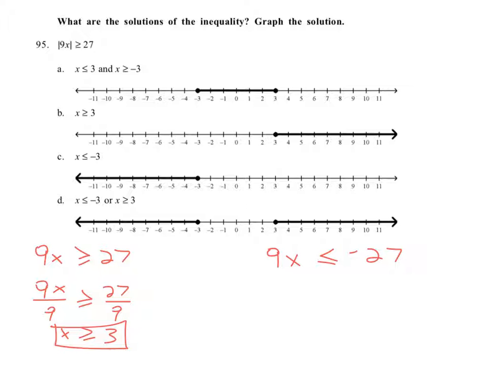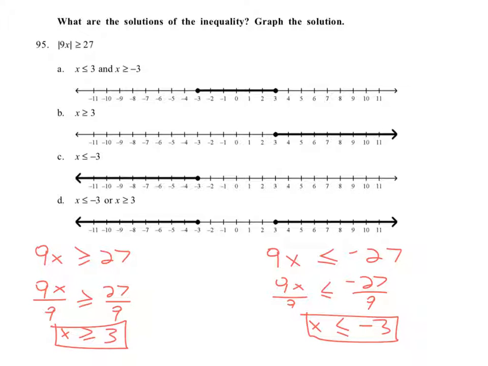Here we say, okay, we're going to divide both sides by 9. And we get x is less than or equal to negative 3. That's the other piece that we need.